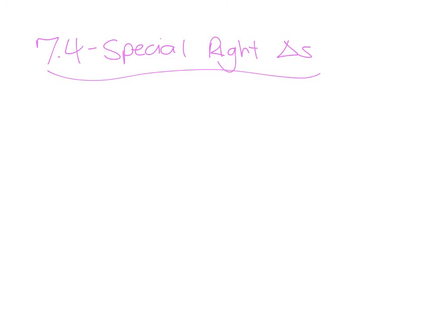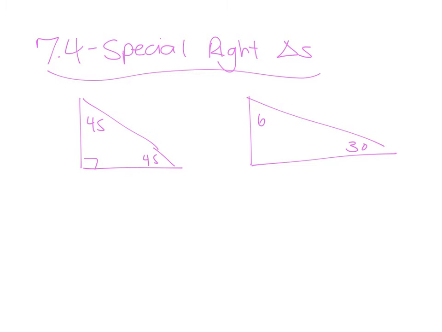Okay, then came 7.4. So notice this is still stuff without a calculator. And this was special right triangles. There's 2: a 45, 45, 90 triangle, and a 30, 60, 90. So 45, 45, this would be A, this would be A, this would be A root 2. 30, 60, 90, this is A root 3, and this is 2A.